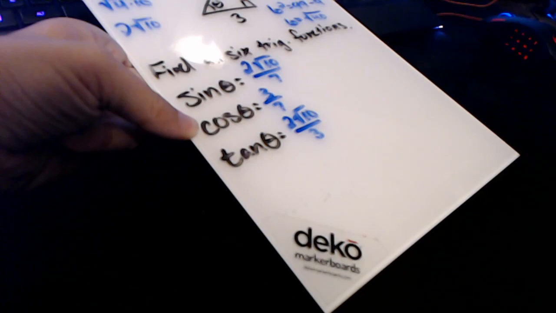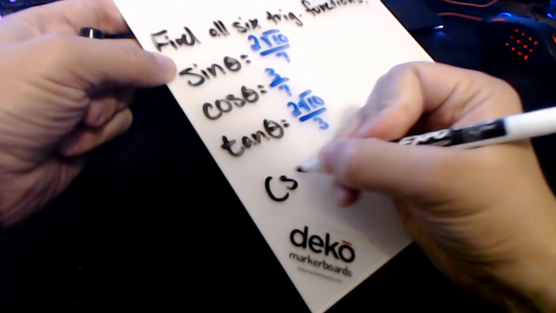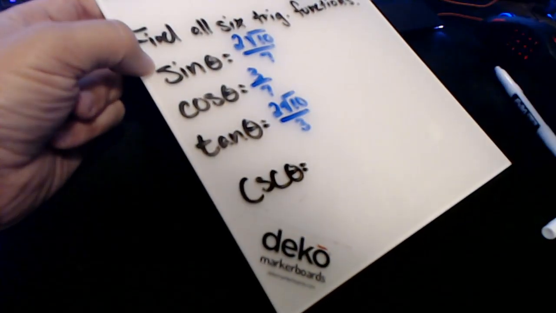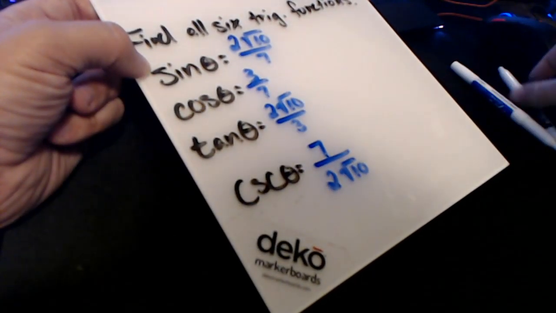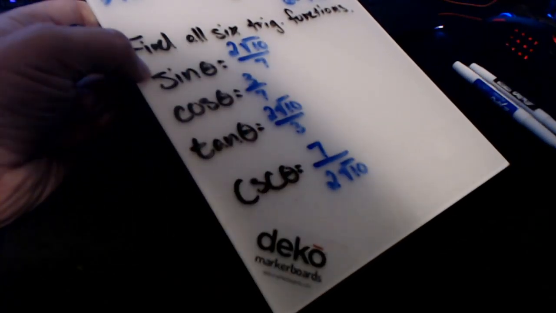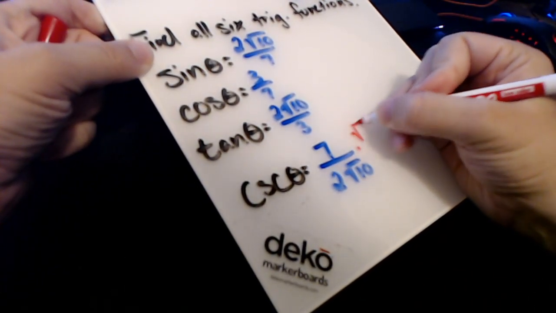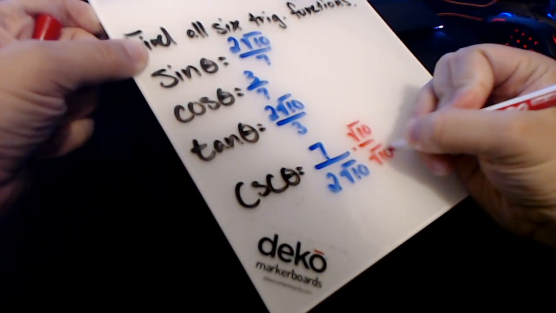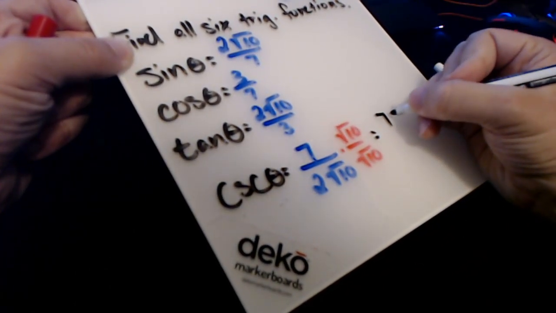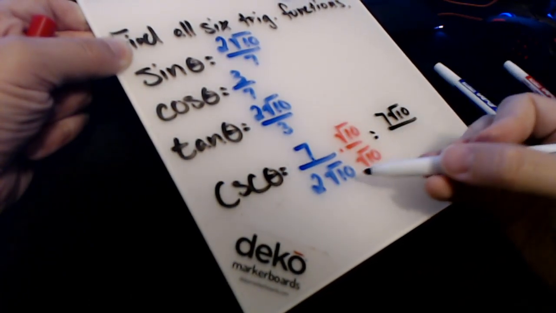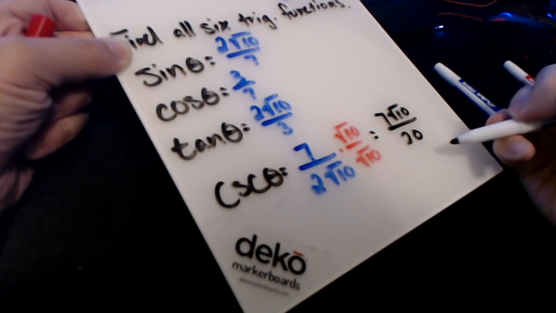With cosecant, we have to do what's called rationalizing the denominator. So with cosecant theta, you end up with 7 over 2 square root of 10. You can't have a square root in the denominator. So what needs to happen here is you have to multiply the numerator and the denominator by square root of 10. Which means you end up with 7 square root of 10 over, well, square root of 10 times square root of 10 is 10. 2 times 10 is hopefully 20. So now you have 7 square root of 10 over 20.